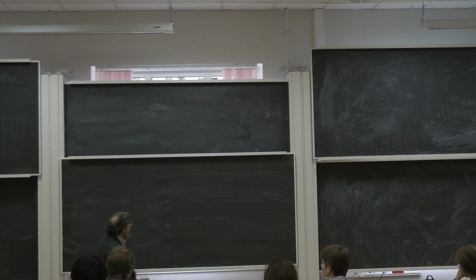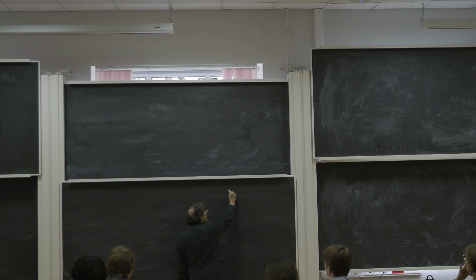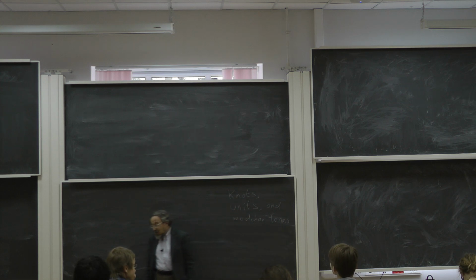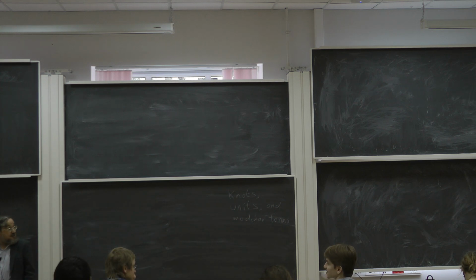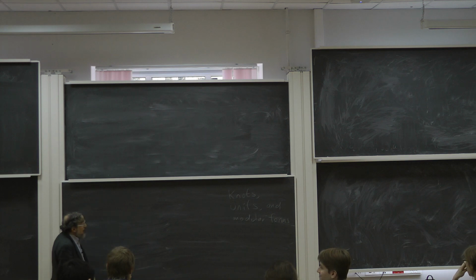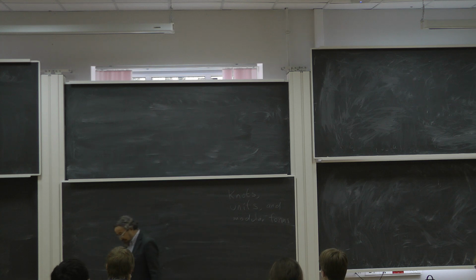My title has three words: knots, units, and modular forms. So these are three topics that are usually very, very separate in mathematics, and I want to show that there are some links between them. All of them are fairly elementary at the beginning, with the definitions quite advanced eventually.